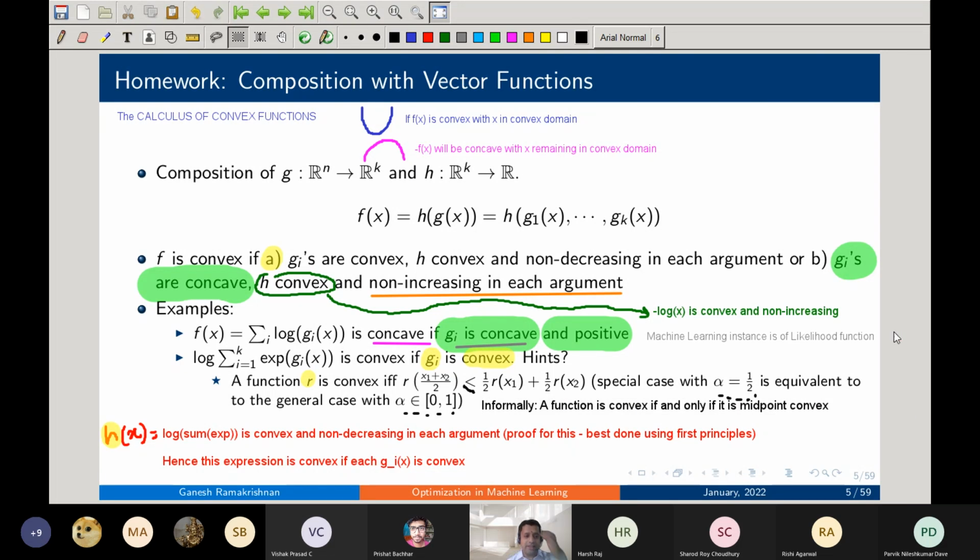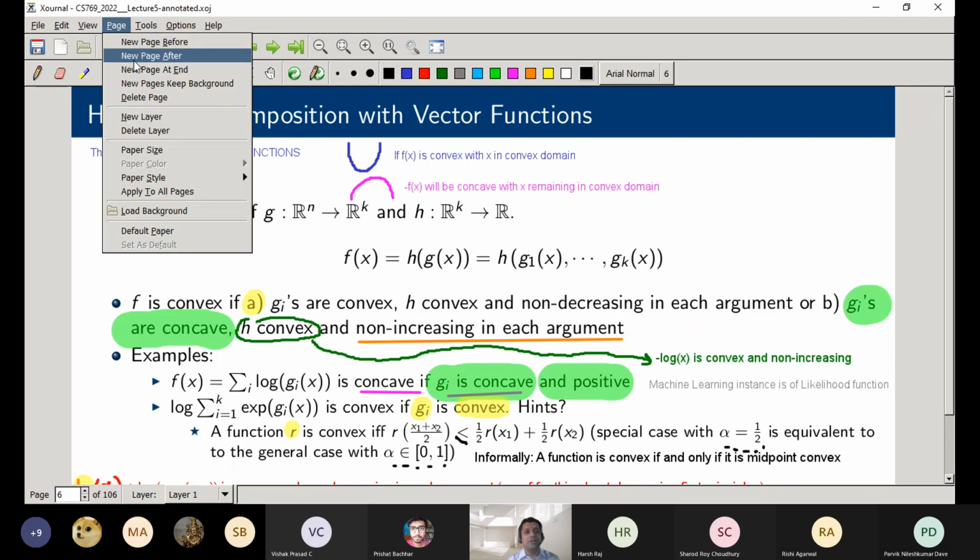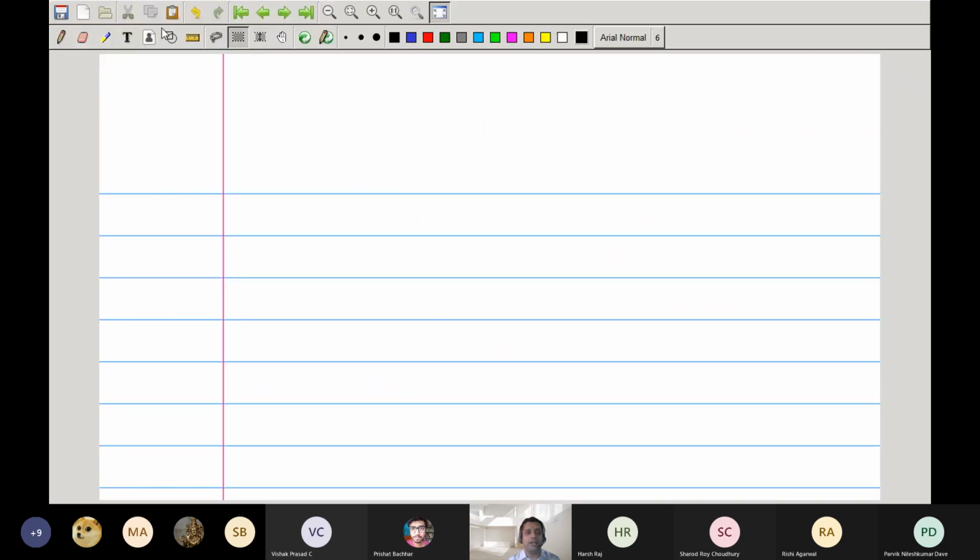Okay, now how do you prove that h(x) is convex using midpoint convexity? Let's do that. Log sum exp. Now I'm going to spend a little time on this because log sum exp is very ubiquitous in machine learning. Okay, so let's do that.